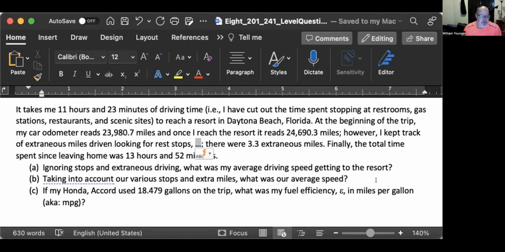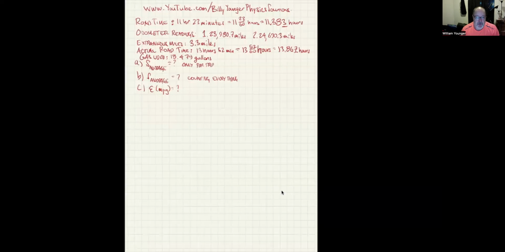So now that I've gotten all that written down, let's stop sharing this and go to my document that I have in GoodNotes, and I want you to see exactly what I wrote down. So you can see in this problem, I wrote down the road time that I spent cutting, and after I'd cut out the extraneous minutes, it turned out to be 11 hours 23 minutes, which is 11 and 23 sixtieths of an hour, which is 11.383. Again, I carried one extra sig fig.